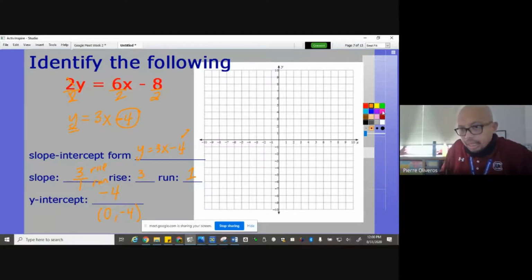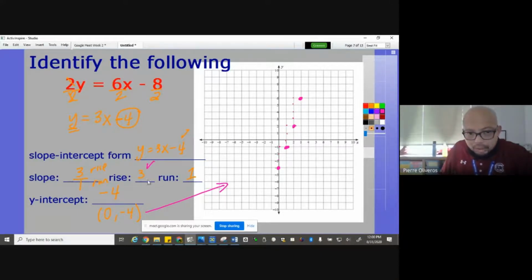So anyway, let's graph this one. When you graph it, you always start at the y-intercept. 0, negative 4 is right here. Then the rise is 3, so I'm going to go up by 3: 1, 2, 3, and run 1. Run 1 is positive, so you go to the right. So I'm going up 3, over 1.